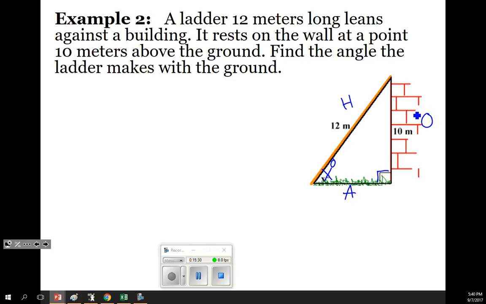Out of the formulas that you wrote down on the previous page, hopefully you're writing this stuff down, which one has a relationship with hypotenuse and opposite? It's angle equals the inverse of sine of the opposite over the hypotenuse. And so we don't have to do any rearranging. 10 meters over 20 meters. We put this in our calculator.